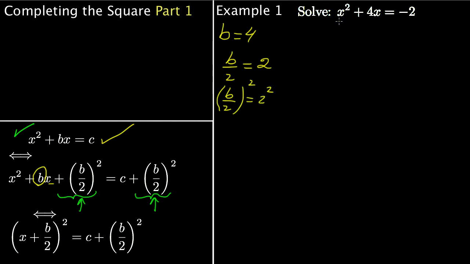So the first step is to say, I have x squared plus 4x is equal to negative 2, and I'm going to add 2 squared to both sides.